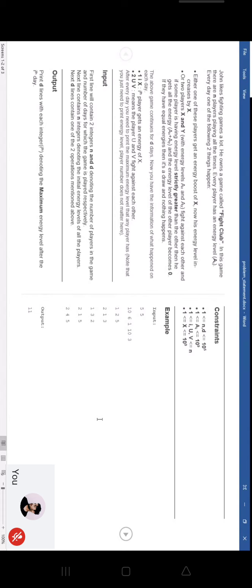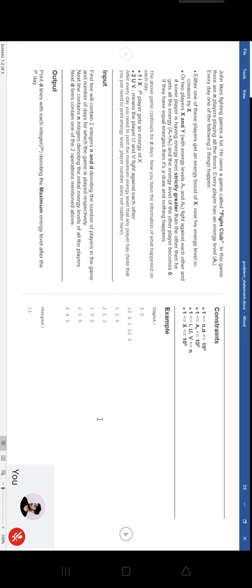In the output, you need to print d lines with some integer each. Basically, you need to print d integers, denoting the maximum energy level after the ith day. Here, you need to denote the maximum energy level after the ith day.